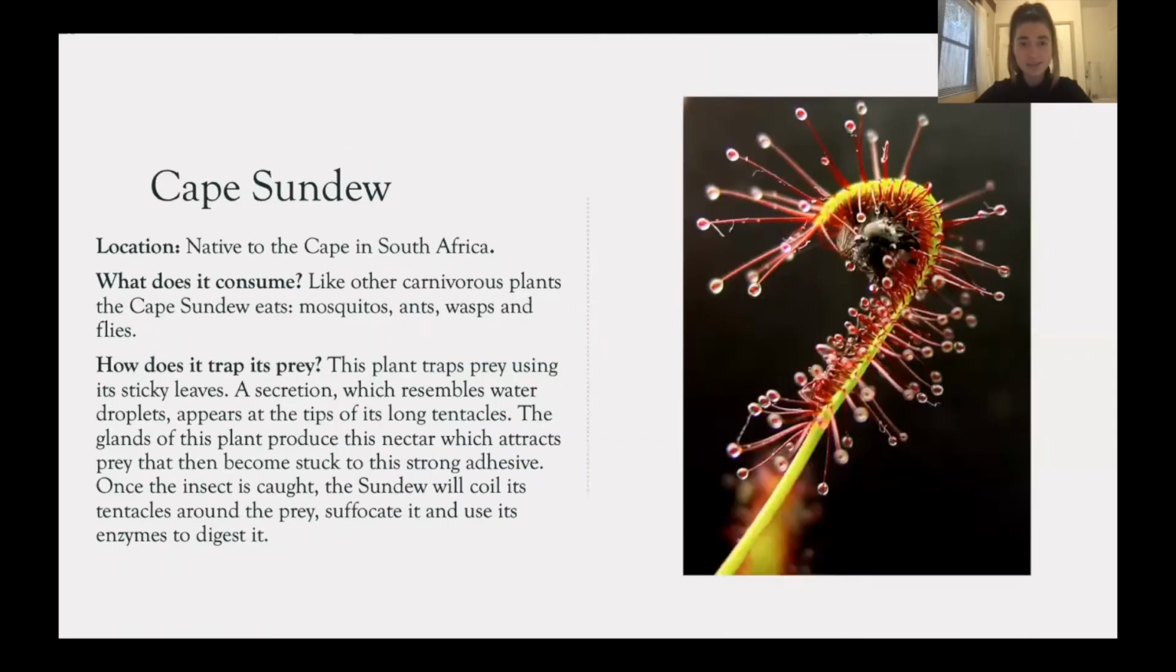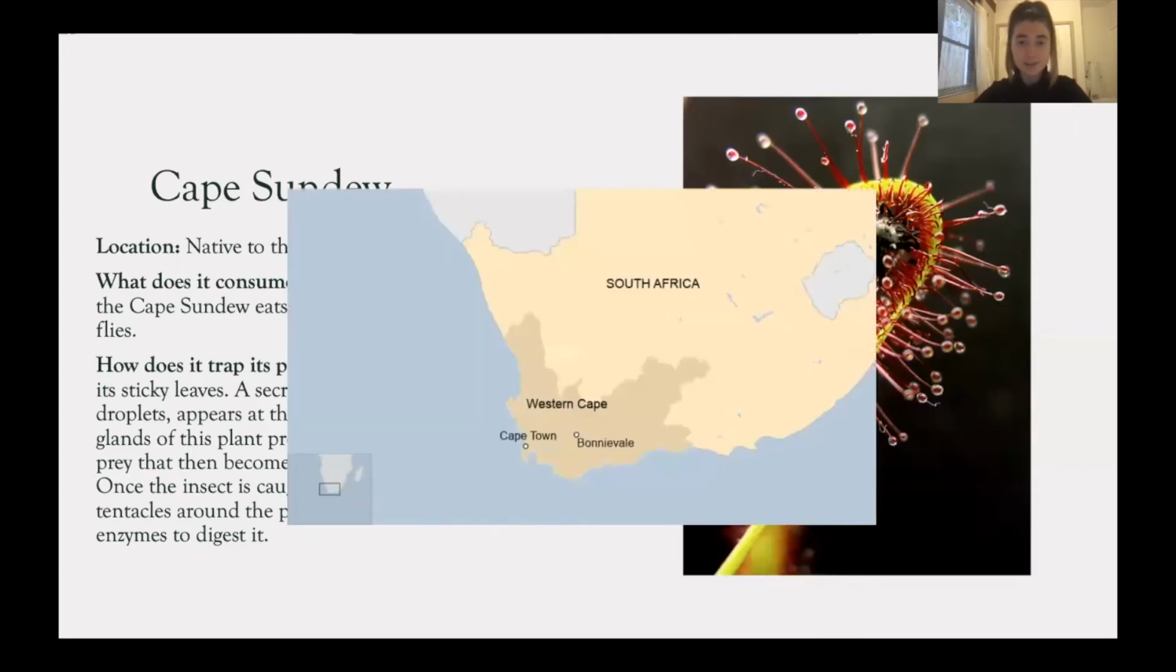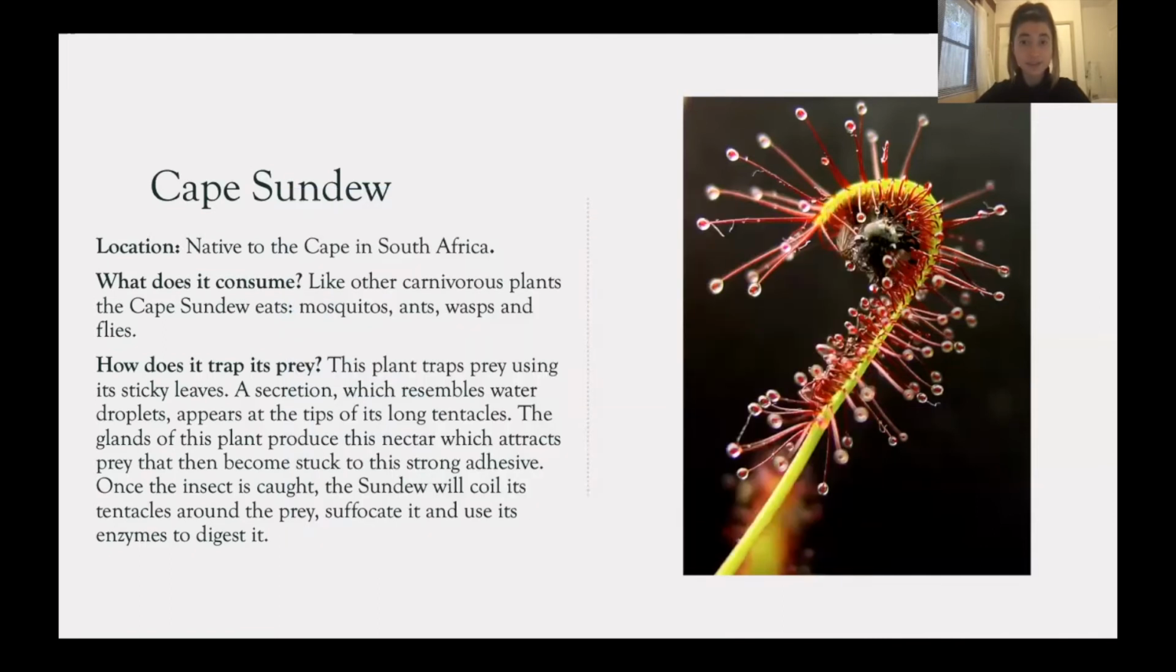This is the Cape sundew. Now, this particular plant is native to the Cape in South Africa. Now, this map shows us on the slightly darker shade of brown on the map of South Africa where this plant is native to. What does it consume? Well, like other carnivorous plants, the Cape sundew eats mosquitoes, ants, wasps, and flies.